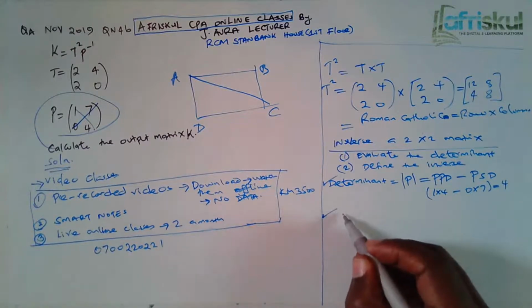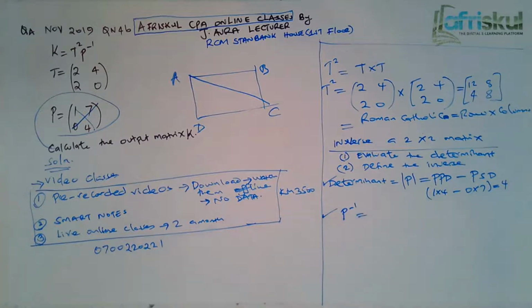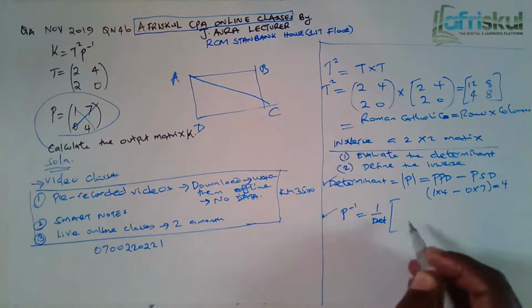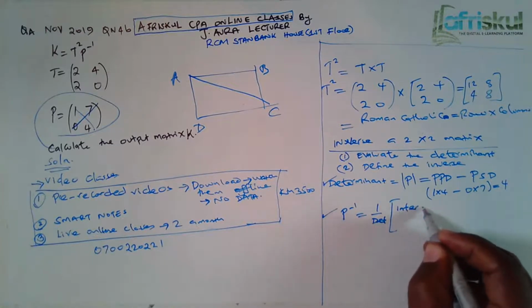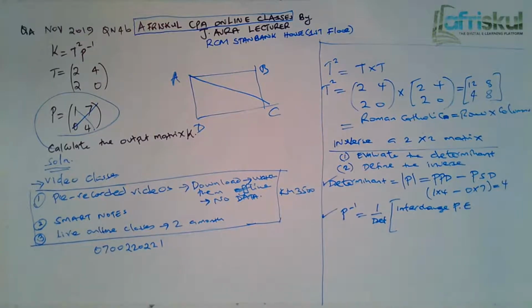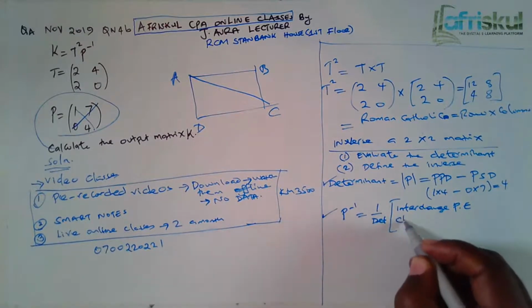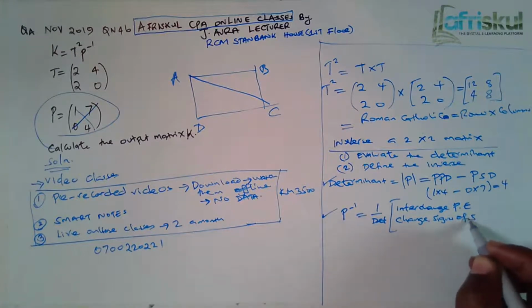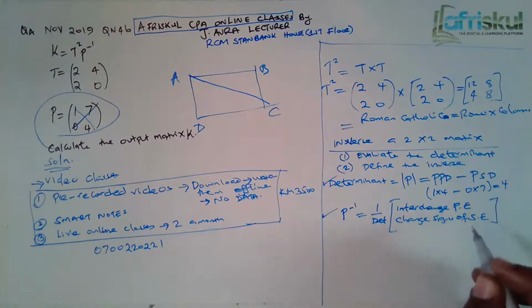Step number 2, define the inverse for us. How do we define the inverse? We normally take 1 over the determinant, times the matrix where you interchange primary elements, and then you change signs of secondary elements.